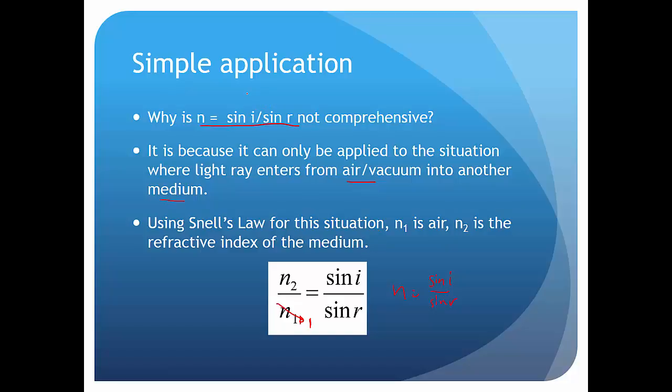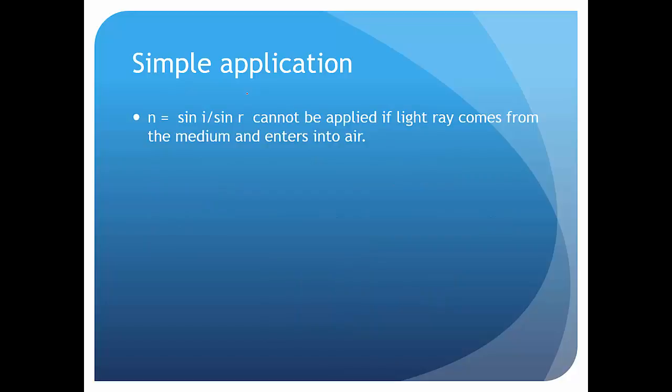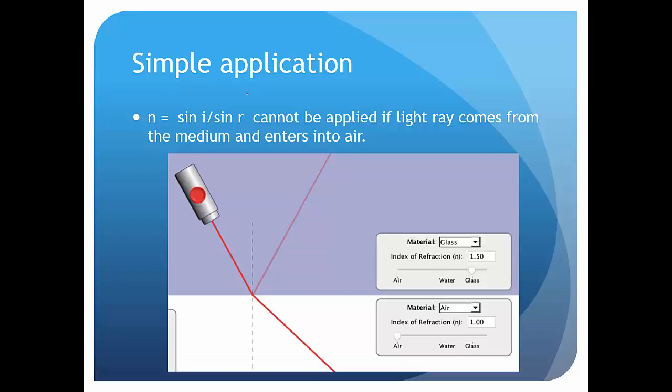If you have another situation where the light ray comes from a medium and enters the air, you cannot use this particular formula. So if this is medium 1 and this is medium 2, you cannot use this particular formula to try to solve angle i or r. In fact, you get it wrong. So coming to this situation where medium 1 is glass and medium 2 is air, there is a particular angle of incidence, and you try to find the angle of refraction.